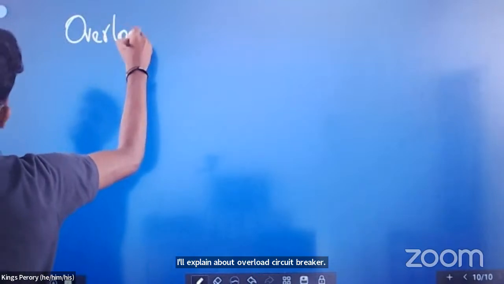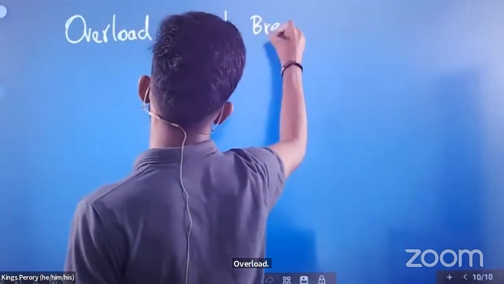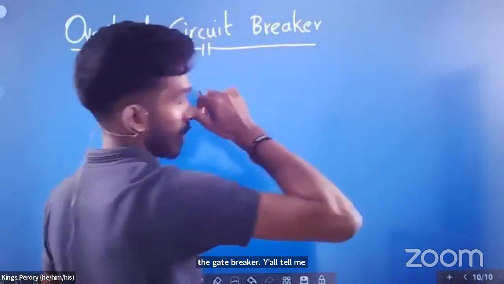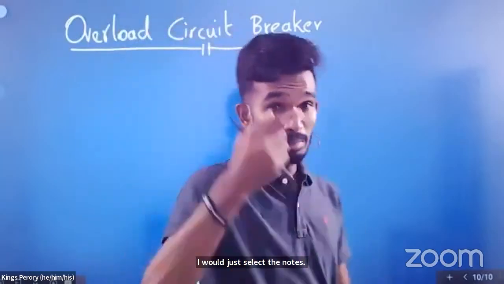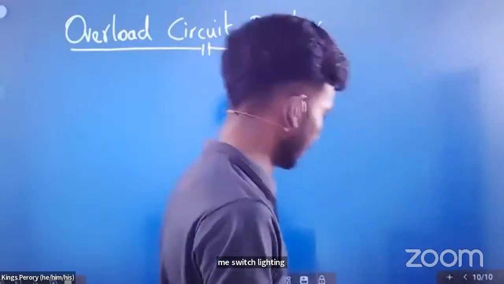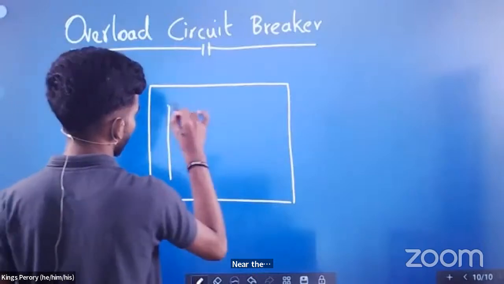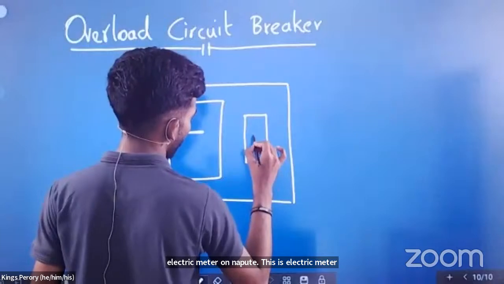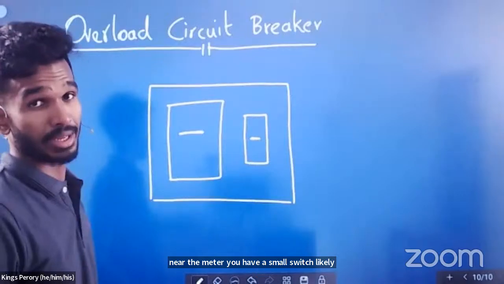Overload circuit breaker. You all tell me, is it inside the house or outside the house? Outside the house. Near the electric meter, you have a small switch-like thing, or a fuse-like thing. That is the overload circuit breaker.